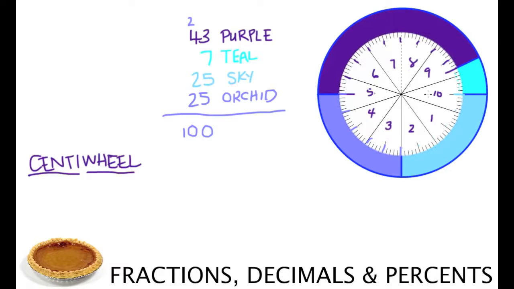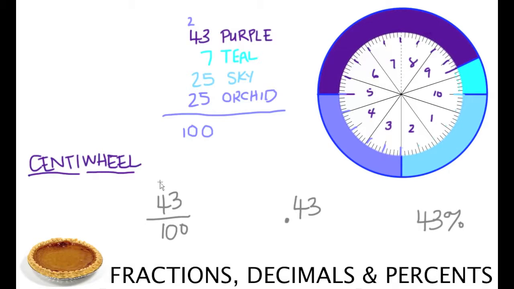So now, by using our centowheel and our colored in pie chart, we can very easily make some fractions, decimals, and percents. If I said, what fraction is purple, you could tell me it's 43 hundredths, Mr. W. Easy. If I said, what's that decimal? You'd say, well, here's my decimal point, 43 hundredths. If I said, what percentage of that pie is colored purple? You would tell me 43%.